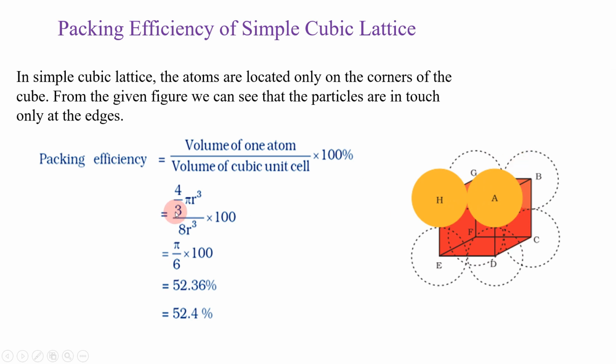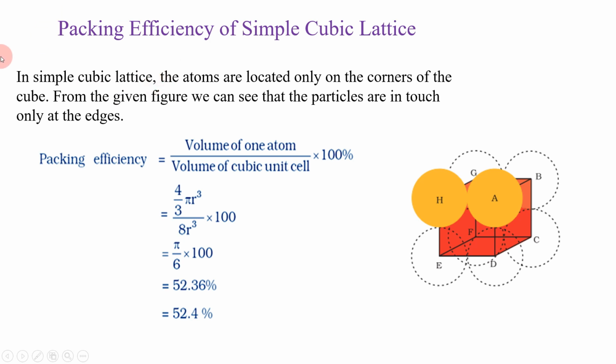The formula for packing efficiency is written here: packing efficiency is equal to the volume of one atom divided by the volume of the cubic unit cell, multiplied by 100. Why is it written as one atom? Because the particles touch only at the edges itself.